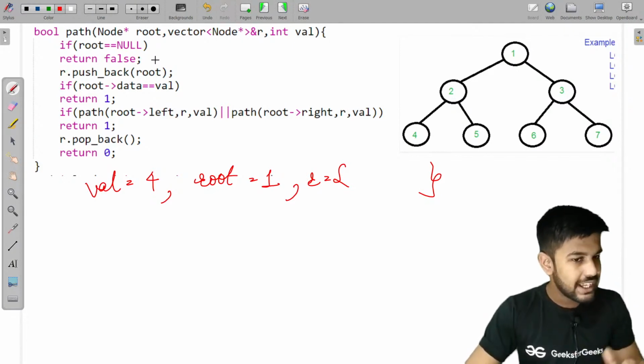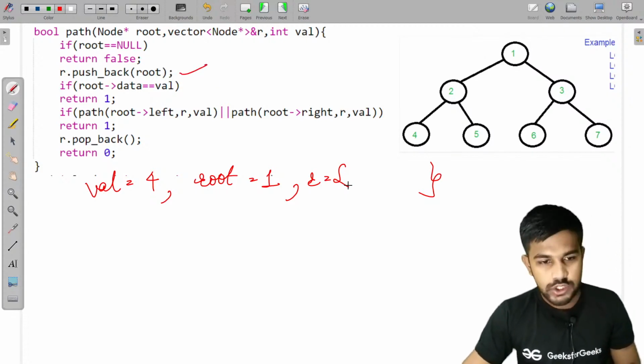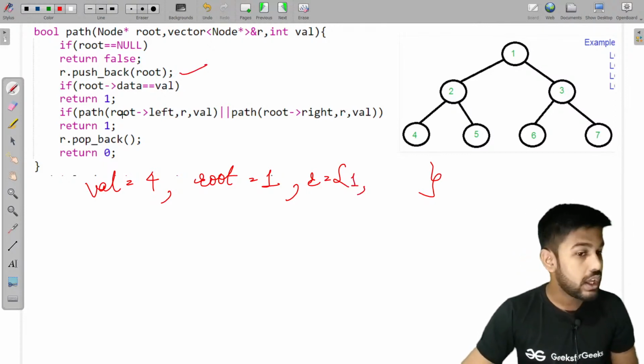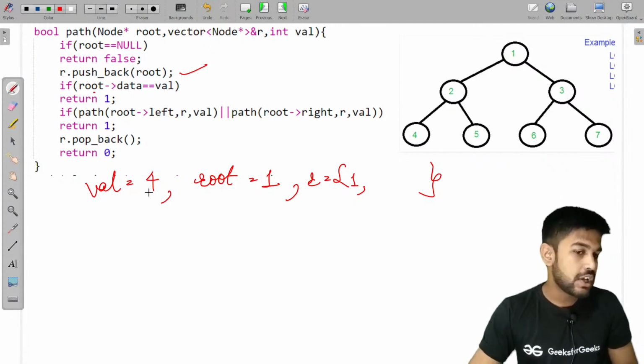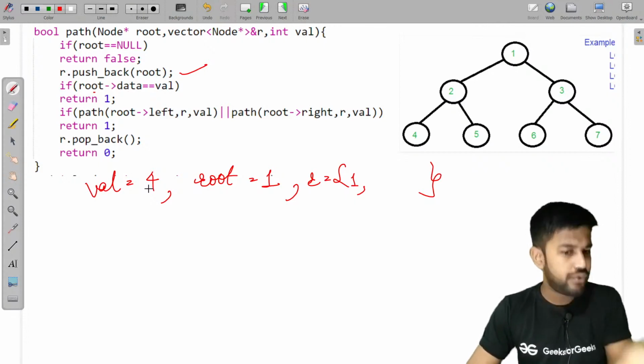This is not the case. So at this point we would just push this root to the vector. Okay, so we are pushing this root to the vector, so now the vector would have 1. Now if root.data is equal to val, what is val? Val is equal to 4. No, root 1 is not equal to 4, so we would move forward.